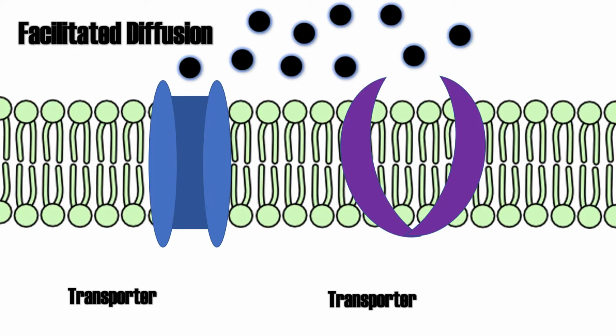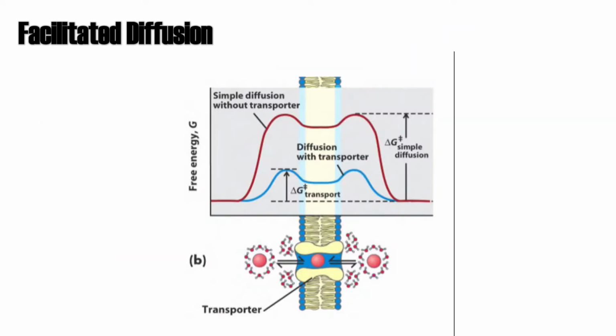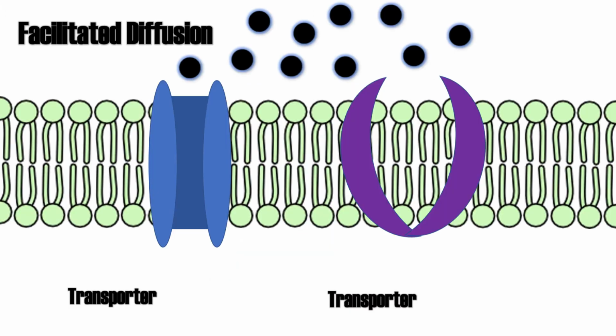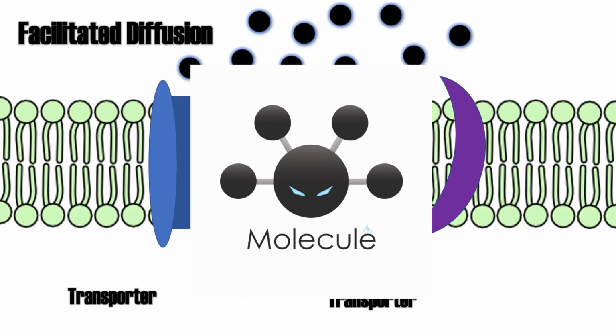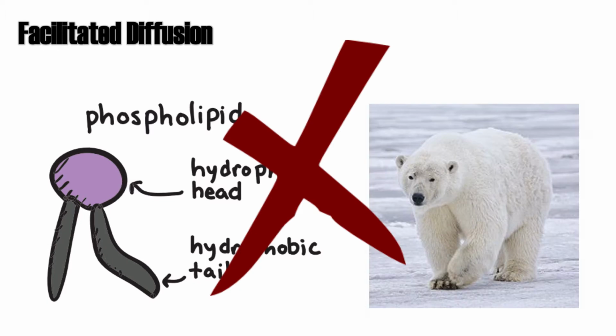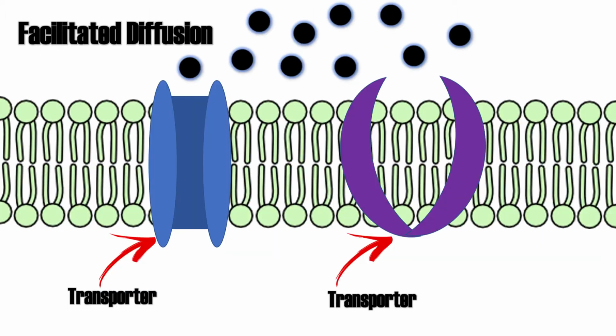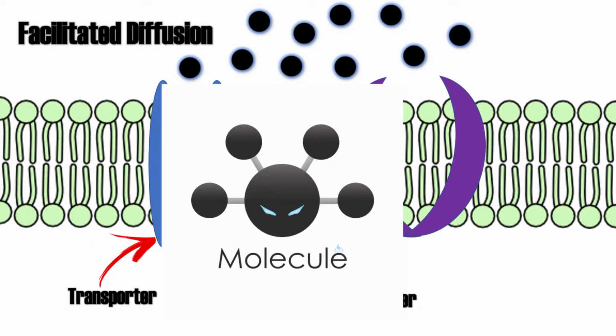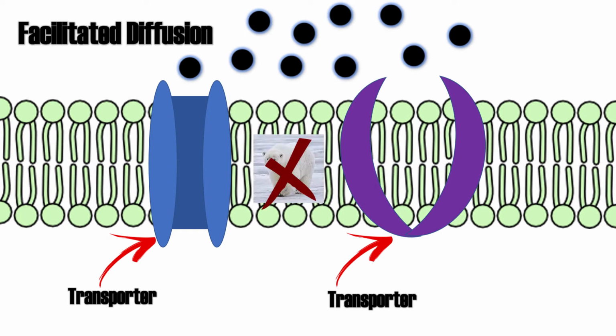Now let's talk about facilitated diffusion. It's important to note that the transporters help lower the activation energy barrier of molecules moving across the membrane. We are transporting a polar molecule across a non-polar part of the membrane in this case. The hydrophobic tails of phospholipids hate polar molecules, which is why we have the transporter, to prevent polar molecules from interacting with the non-polar tails.